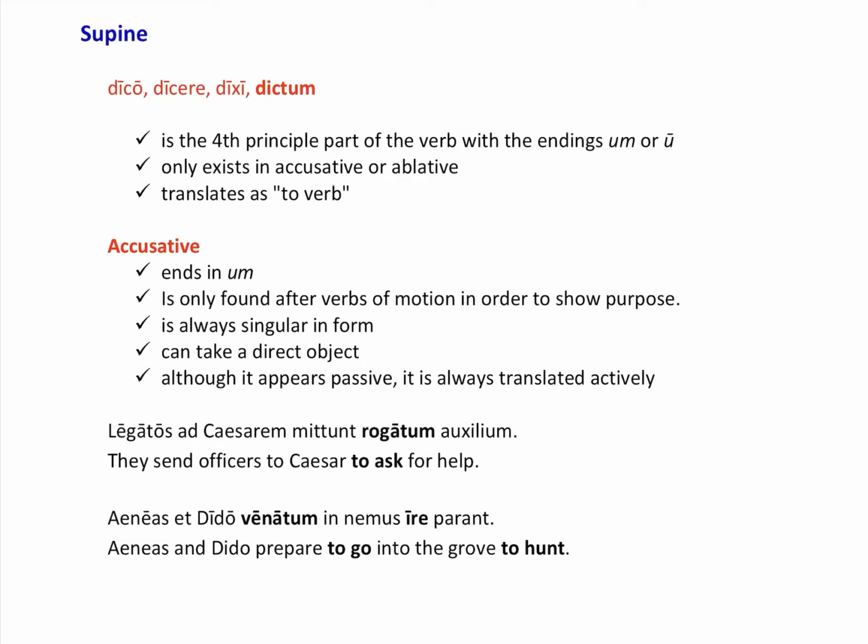The supine is, if you look in your Latin dictionary at a verb entry, you'll see that most principal parts end in -um. So if I say dico, dicere, dixi, dictum, dictum is the supine. Now, if it ends in -us, that is the perfect passive participle. But most of the time you'll see that it ends in -um, and that's the supine. The supine only exists in two cases: the accusative or the ablative. And it translates as "to" plus a verb in both the accusative and the ablative form.